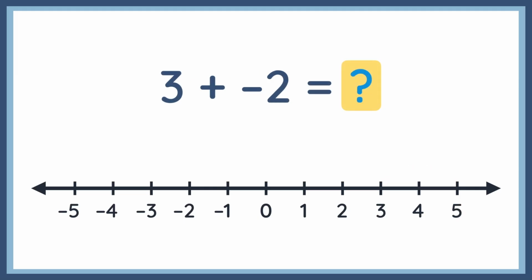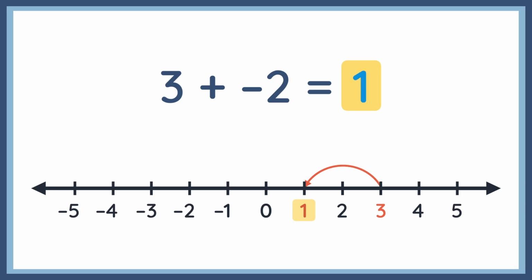What is positive 3 plus negative 2? First, we start at 3 since that's our first addend. Now, we need to add negative 2. When we add negative numbers, we move in the negative direction, which is to the left. So to add negative 2, we will move 2 units to the left. We land on positive 1. So this means the sum of positive 3 and negative 2 is positive 1.